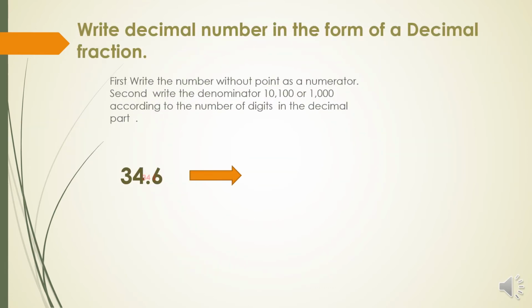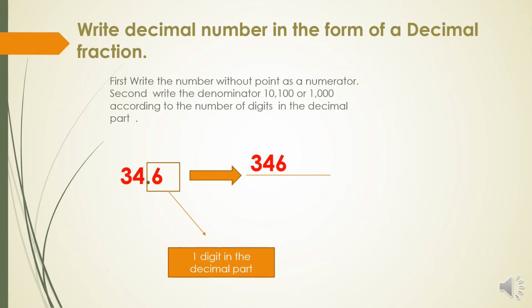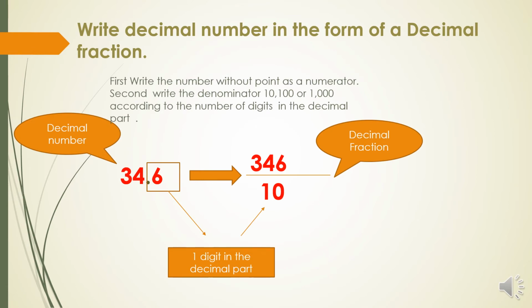One more example, 34.6. First of all, we have to write the number as it is in the numerator but without the point. 346 as it is without the point, over how many? Over 10. Excellent, because we have one digit after the point, we have to put over 10. This is the decimal number and this is the decimal fraction.